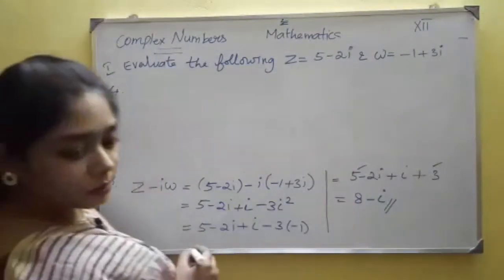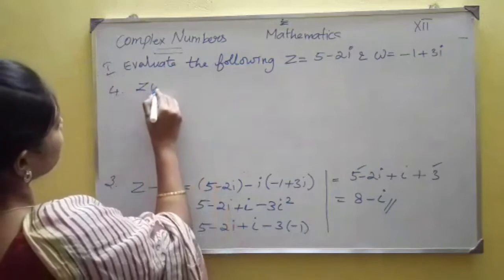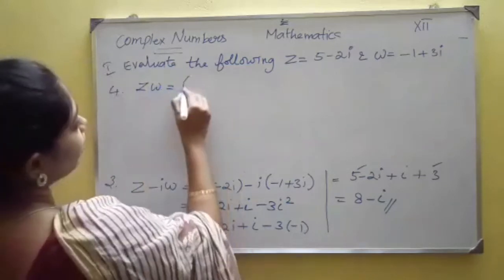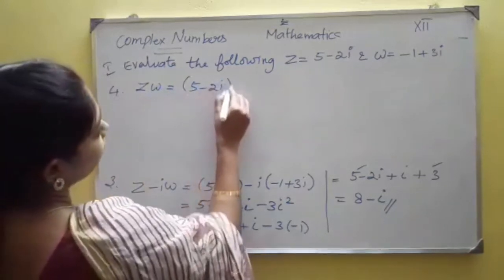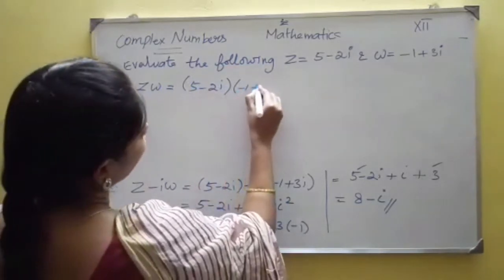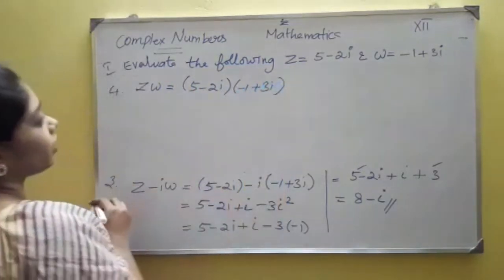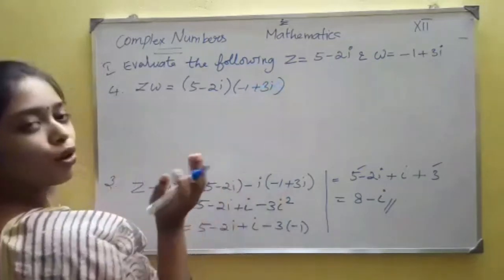Now fourth problem. Z into W. What is the value of Z here? 5 minus 2i. What is the value of W? Minus 1 plus 3i. Okay. Now you want to multiply these two complex numbers.